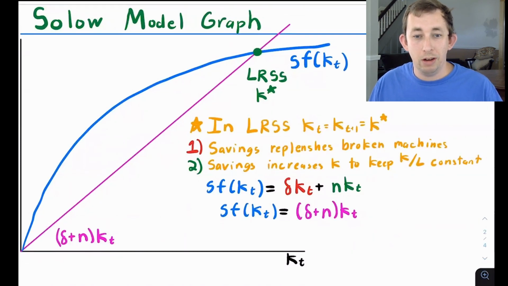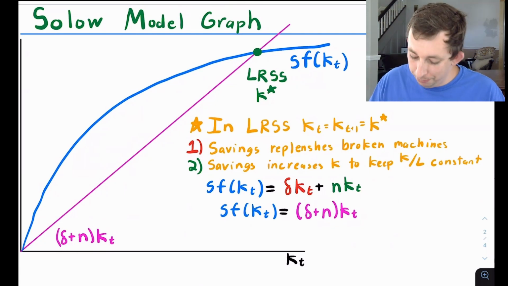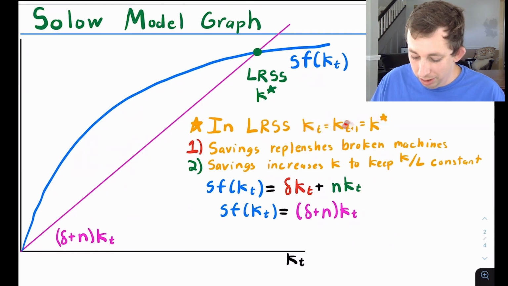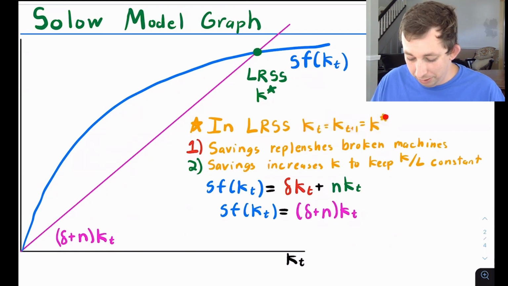Now we know in the long run steady state that the number of machines per person is staying constant. If we're not talking about a Solow model with growth, this is a long run steady state where the number of machines per person becomes constant, which means that the number of machines per person at some point t will be equal to kt plus 1, which is going to be little k star.